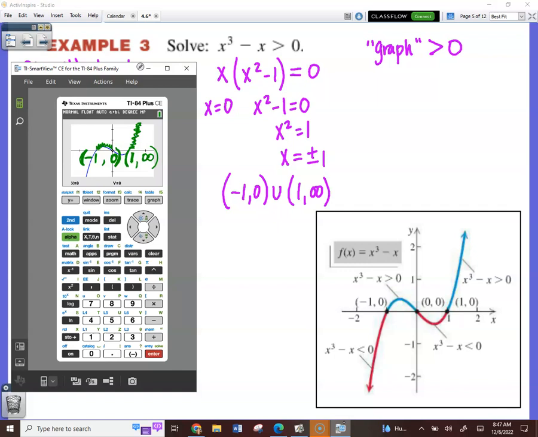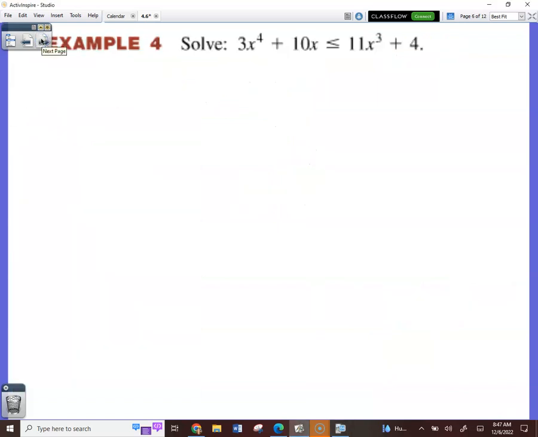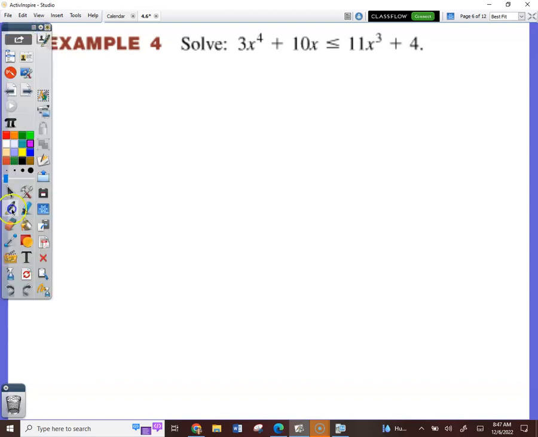Let's do one more. I actually don't even have this one here. We're going to subtract everything over, and there's not a single like term, is there? So then everything's just coming over to the left. I am going to put it in order.